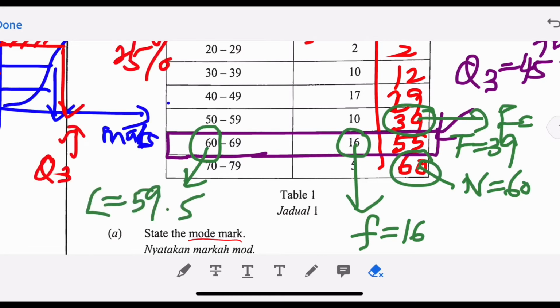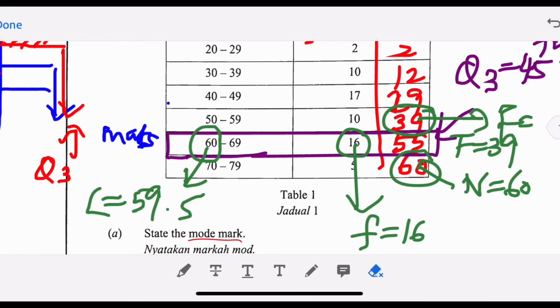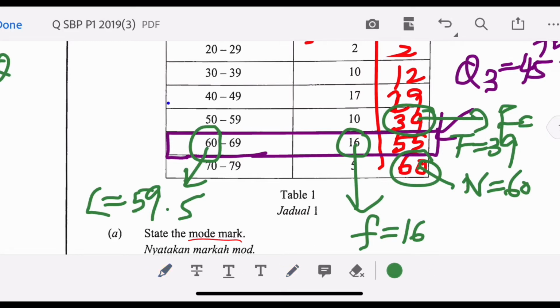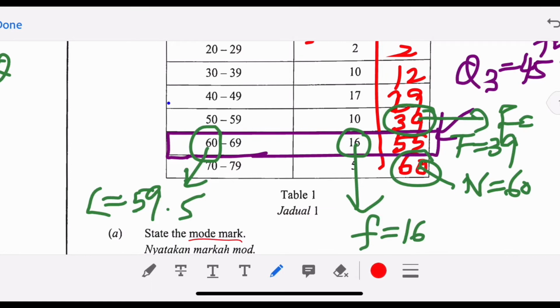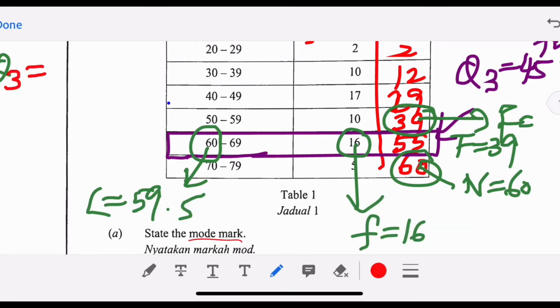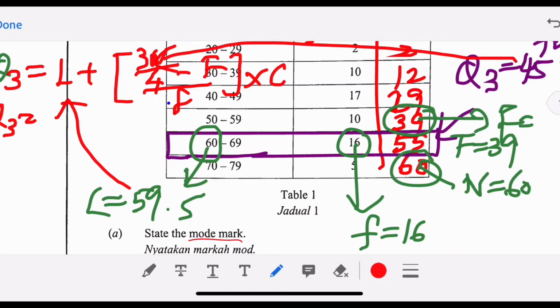Still remember the formula? Now try to jot down the formula and check whether it is the same as the one given by me. You try first. My Q3 formula is not given in the SPM exam, so I have to modify. L is still the lower boundary for the third quartile, plus 3n over 4 minus big F, over small f, times C. Remember, the denominator must be small f. Small f means the frequency and big F means cumulative frequency. Then I will substitute everything. So L is 59.5, 3n over 4 is 45, big F is 39, right?